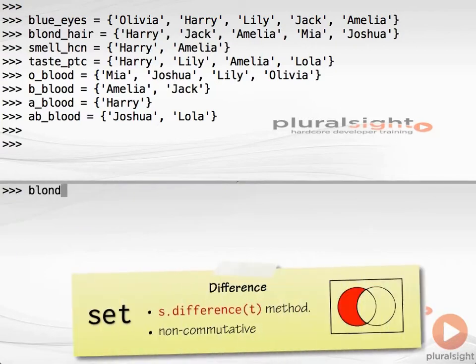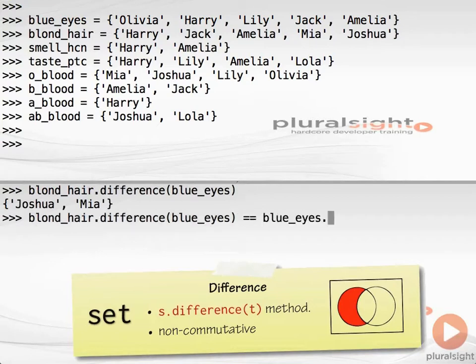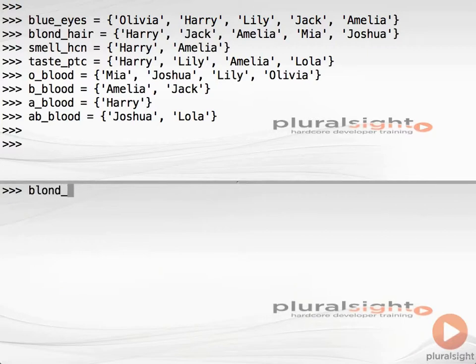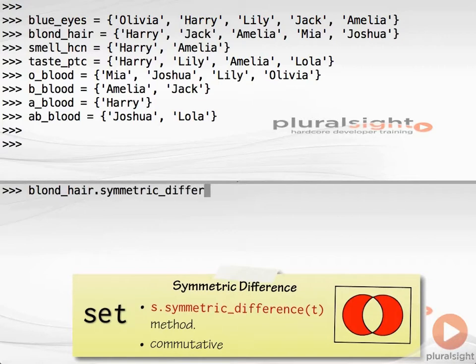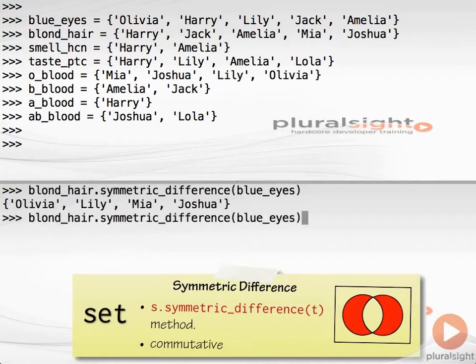To identify the people with blonde hair who don't have blue eyes, we can use the set difference method. This finds all of the elements which are in the first set which are not in the second set. This is non-commutative because the people with blonde hair who don't have blue eyes are not the same as the people who have blue eyes but don't have blonde hair. However, if you want to determine which people have exclusively blonde hair or blue eyes, but not both, we can use the symmetric difference method. This collects all the elements which are in the first set or the second set, but not both. As you can tell from the name, symmetric difference is indeed commutative.